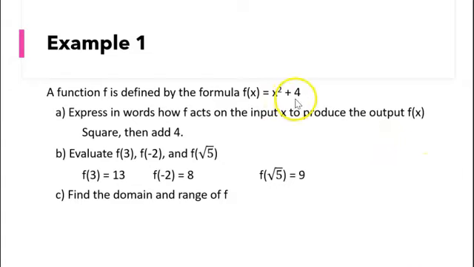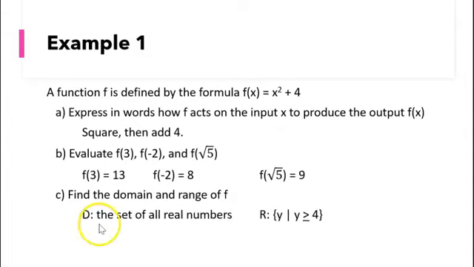And it's gone up by 4, which means that the lowest possible value coming out of this is 4. Then all the other values are going to be greater than that. So my range is that the y values are going to be greater than or equal to 4. And this is how I would write the domain and range.